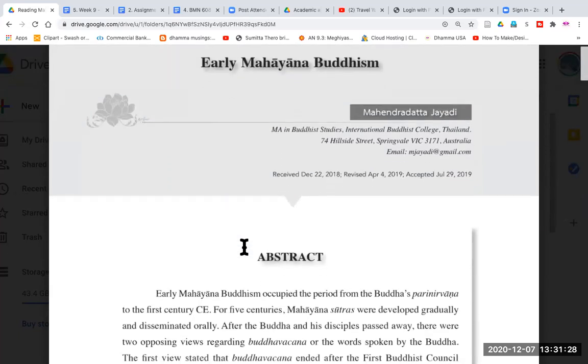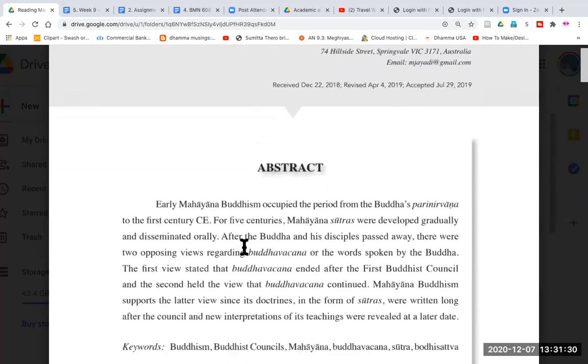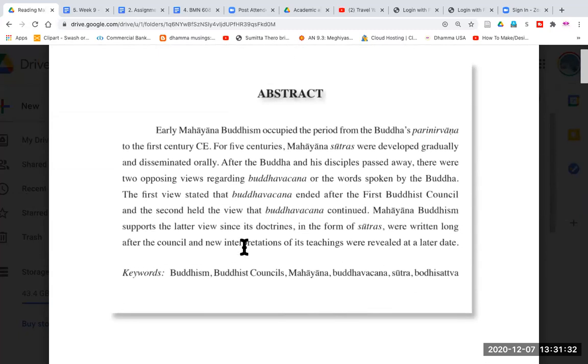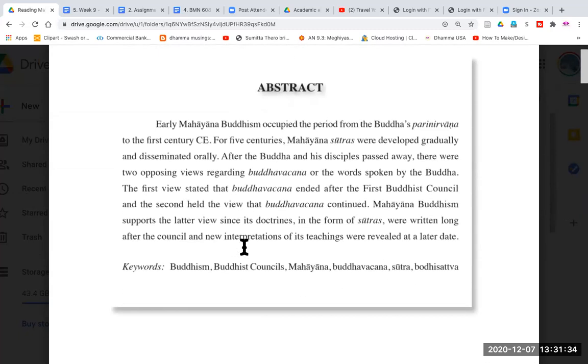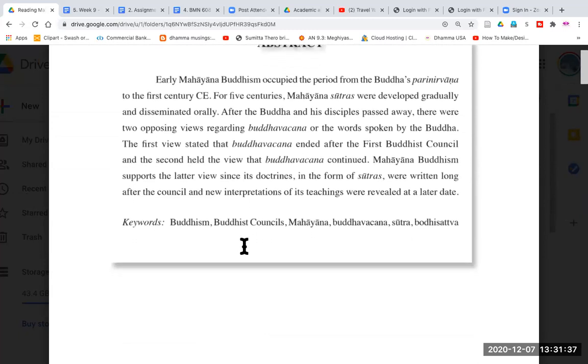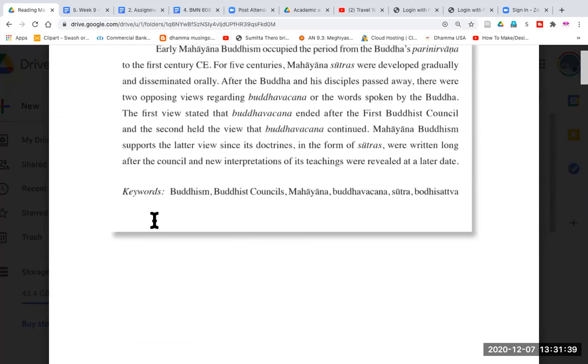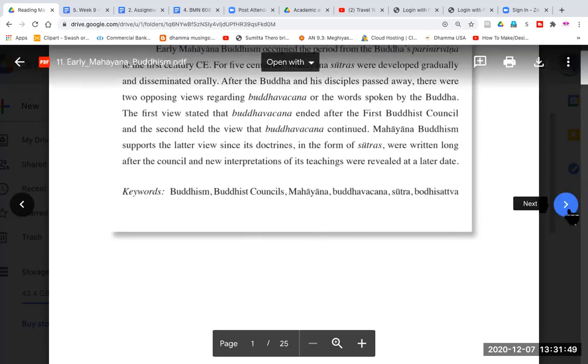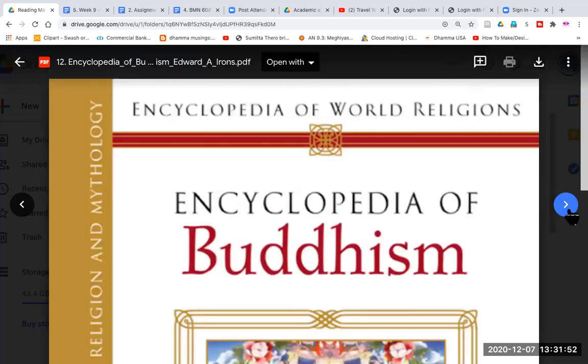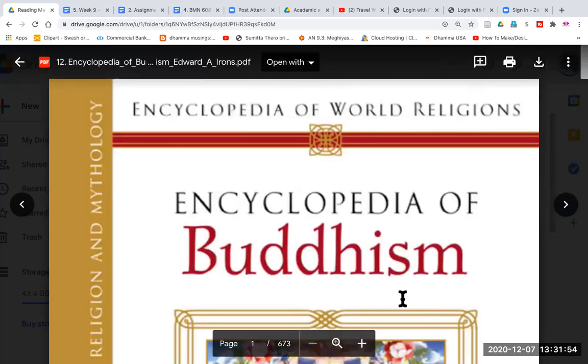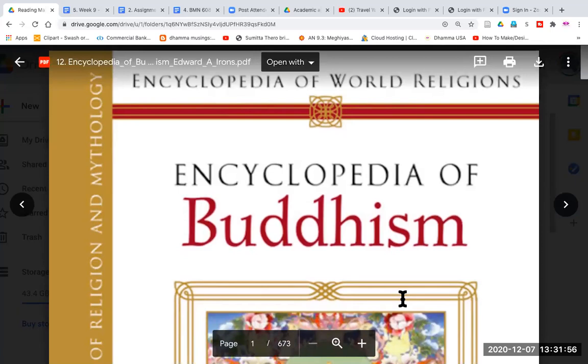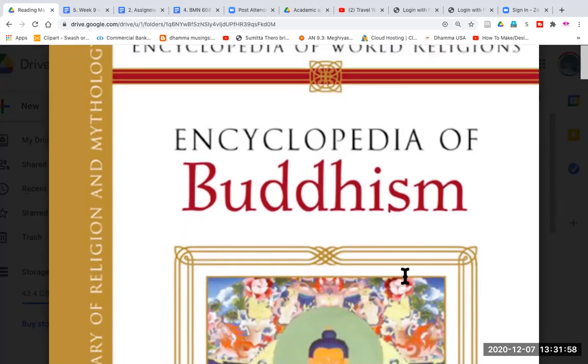And here also he talks about early Mahayana Buddhism. So this one can also be important as he talks about Buddhism, Buddhist councils, Mahayana and Buddha Vachana, and the Sutra and the Bodhisattva. These are the keywords. Take a look at this article. It's the Encyclopedia of Buddhism again, Encyclopedia of World Religion. So this is about Buddhism.